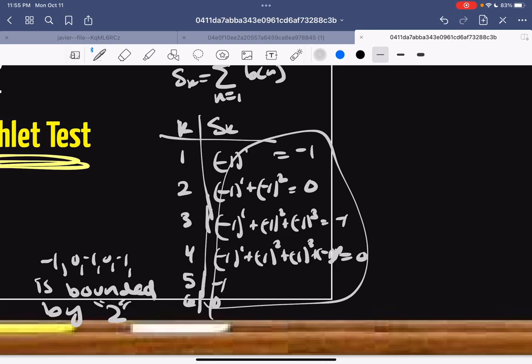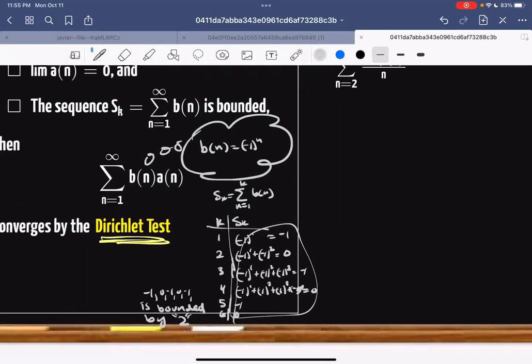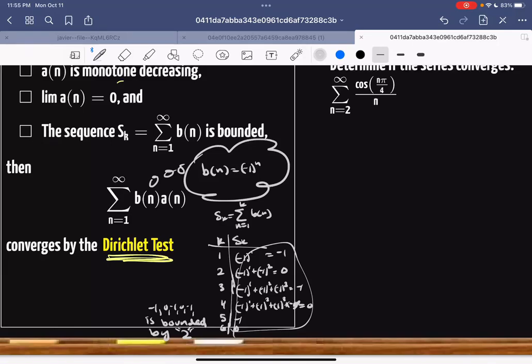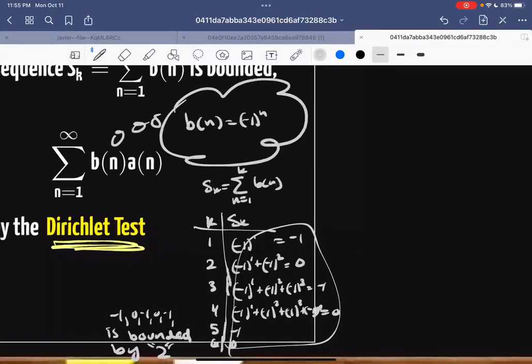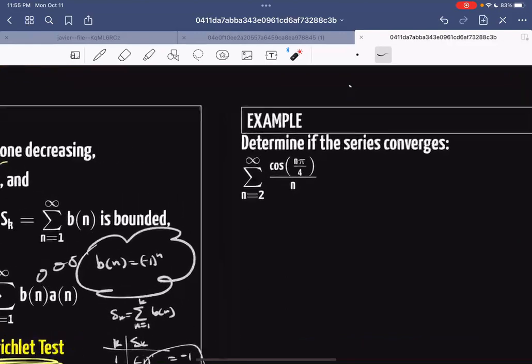And so therefore you could apply the Dirichlet's test to any alternating series and see that it would converge by the Dirichlet's test. This is a generalization of the alternating series test. In fact, it's bigger and better and more powerful, where the alternating series test is just one tiny instance of it, where the bn's are just the alternating signs. We can apply it here.